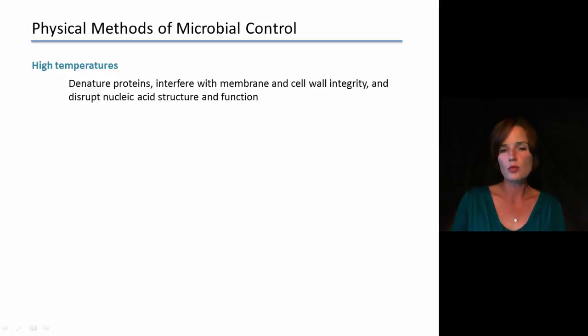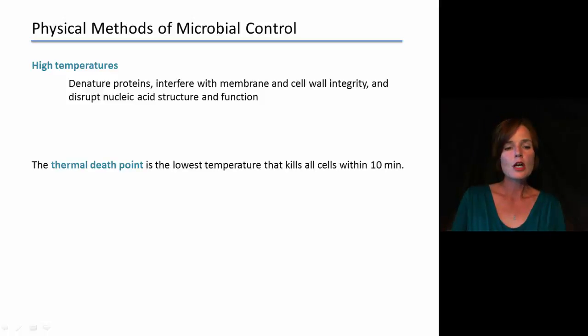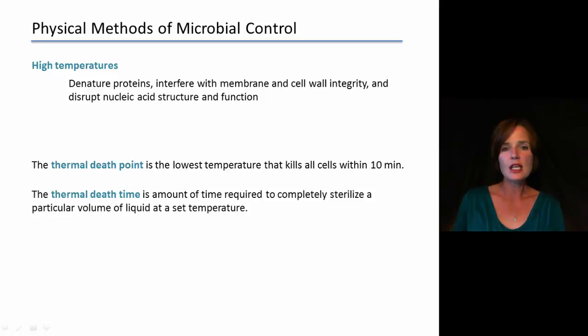So all of those things would potentially kill microbes, cause them to not be able to reproduce, probably not be able to perform any metabolic functions as well. The thermal death point is the lowest temperature that can actually kill all the cells in a particular sample within 10 minutes. So this is something that is investigated to determine what the thermal death point for a particular microbe would be. The thermal death time is described as the amount of time that's required to completely sterilize a particular volume of liquid at a set temperature.